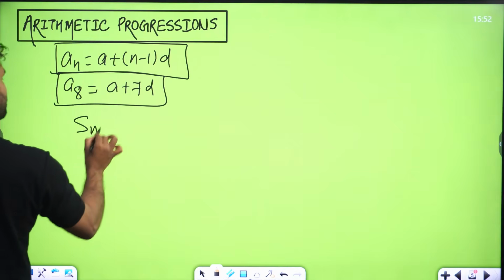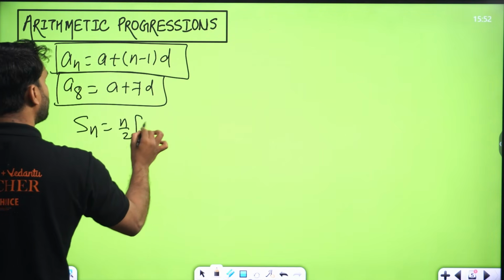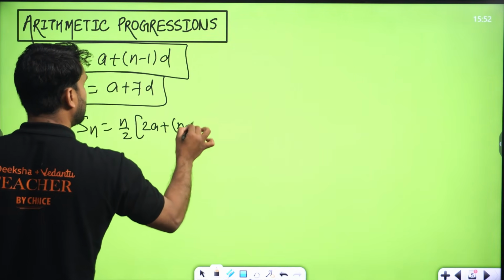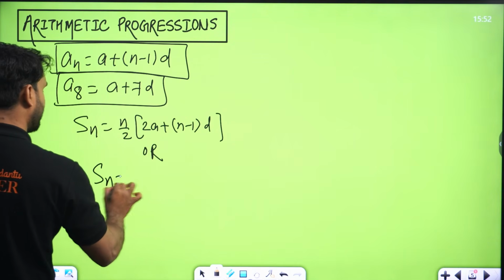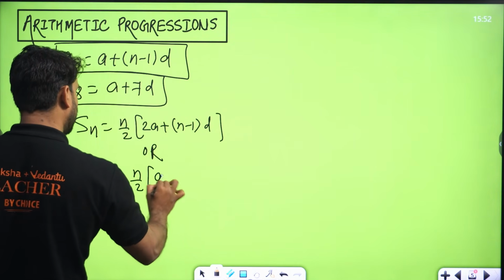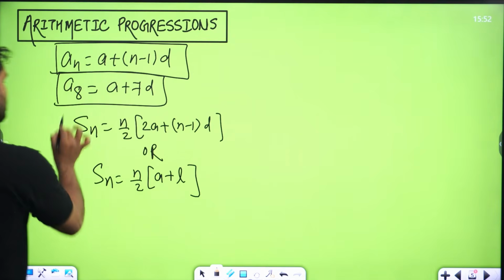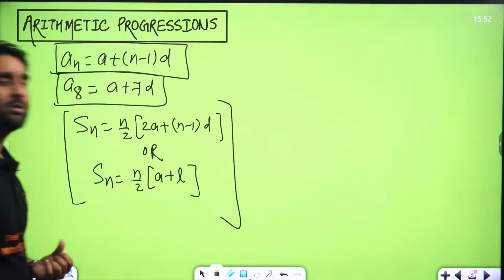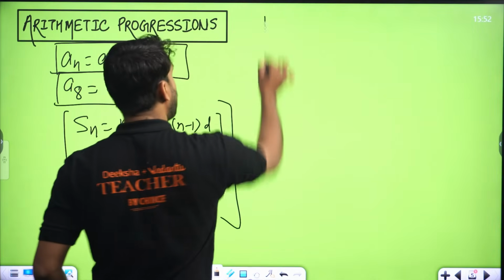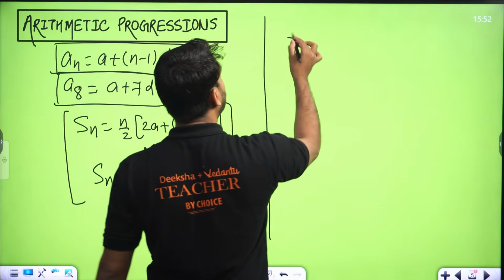Now the second formula, sum of n terms: n by 2 into 2a plus n minus 1 into d. This is a very important formula, and we have one more formula for the sum: n by 2 into a plus l. So when the last term of the AP is given to you, you can directly use this formula to find the sum of the terms.